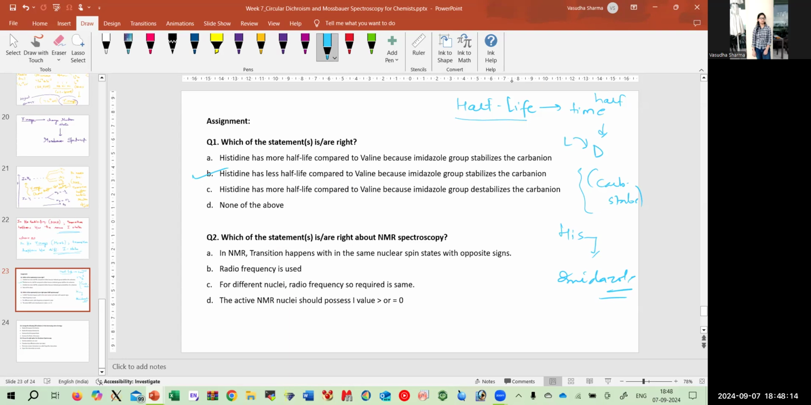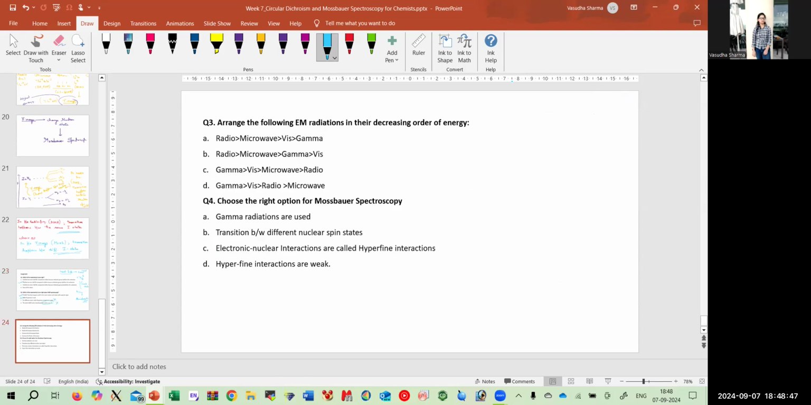Which of the statements is or are right about NMR spectroscopy? In NMR, the transition happens between the same nuclear states with opposite spins. True. Radio frequency is used. The active nuclei should possess I value greater than 0, so if it's 0, then it can't work. The radio frequency required is not the same for every nucleus, it's different. And radio frequency is used, that is right. The transition happens between the same nuclear spin states with the opposite sign, that is correct.